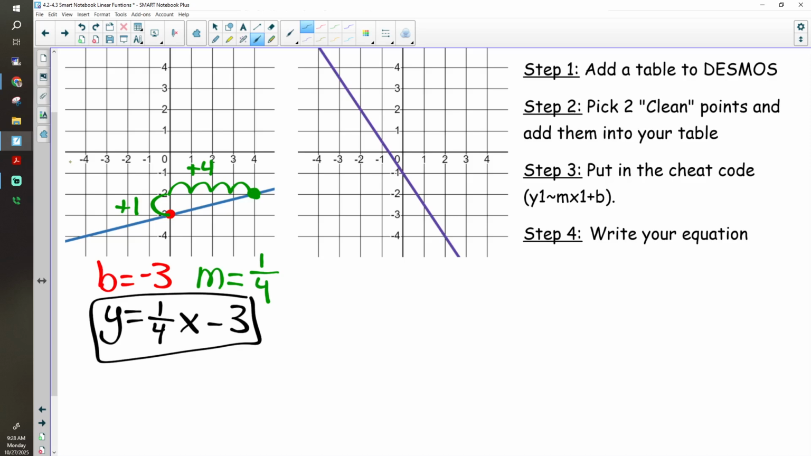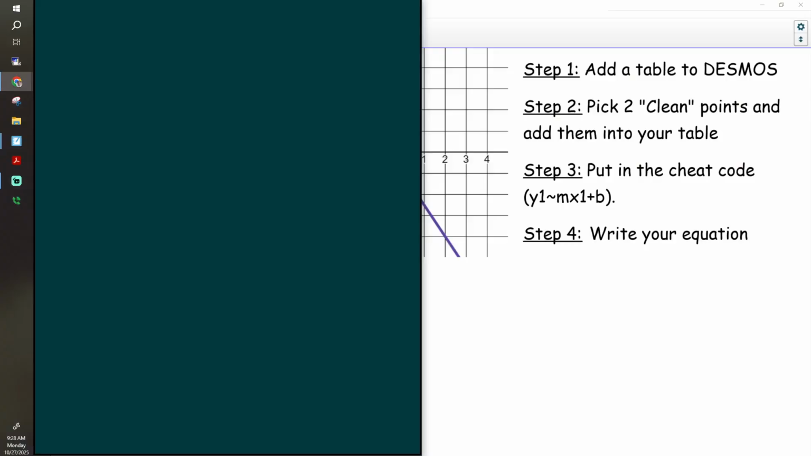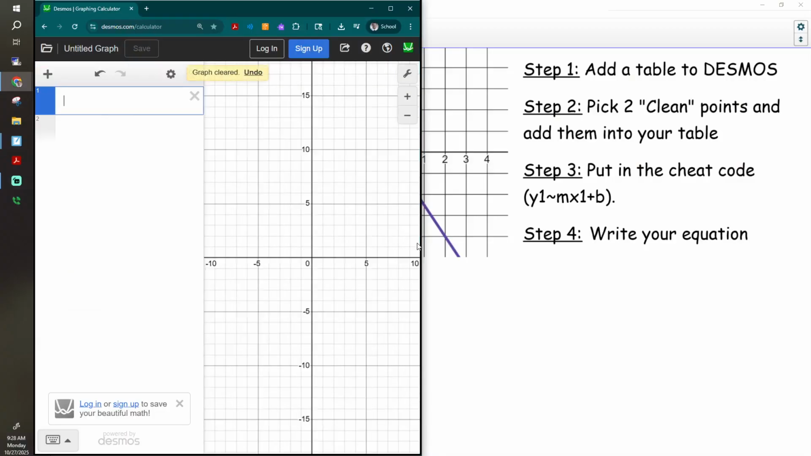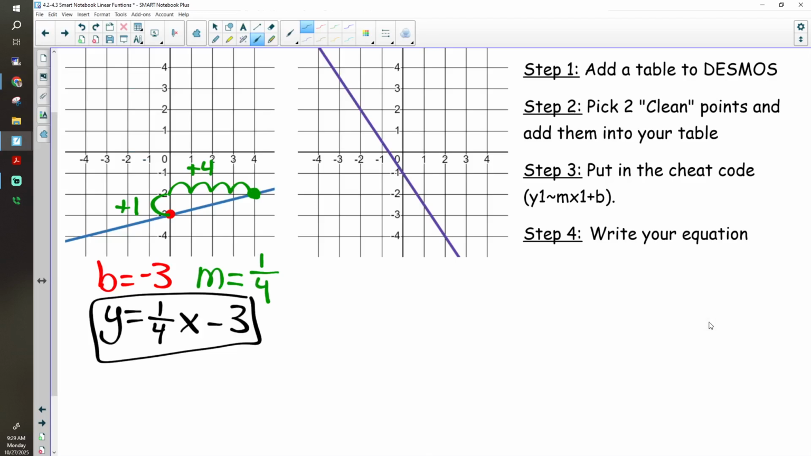So, step 1 says what? Step 1 tells me to do what? You know how to add a table, don't you? Add table. These steps are exactly the same as finding slope. After you added a table, what did you need to put in? 2 points. Here's our graph. We've got to find 2.